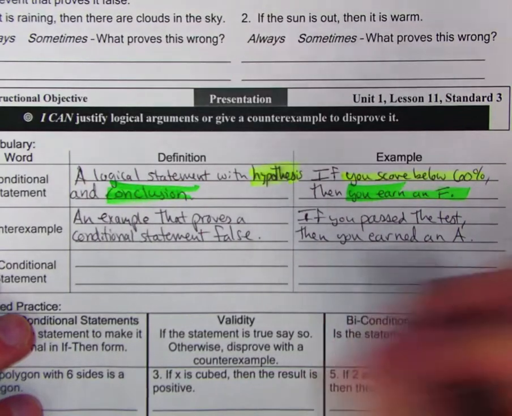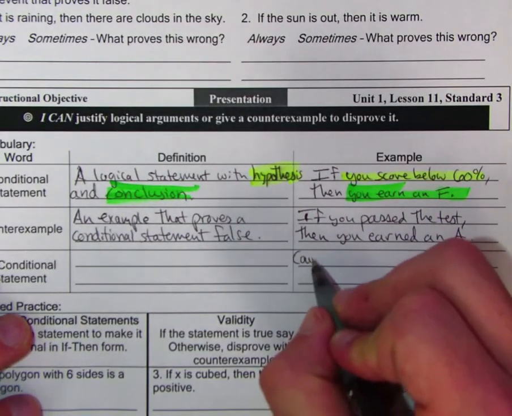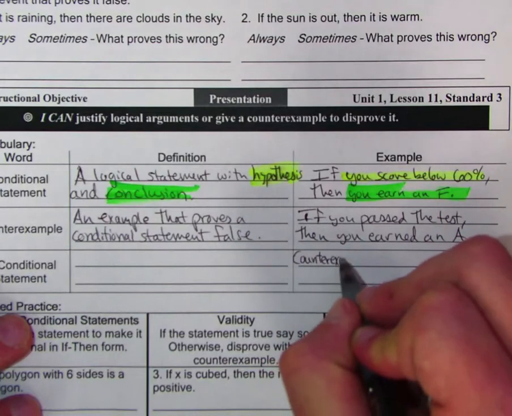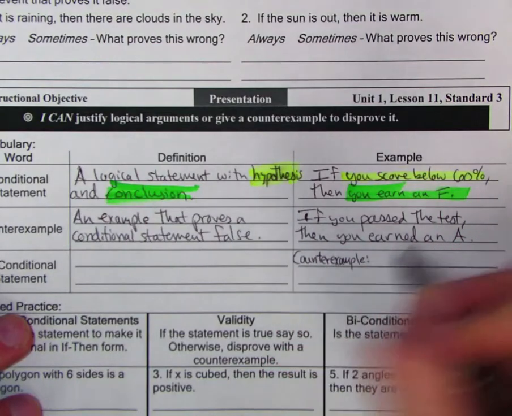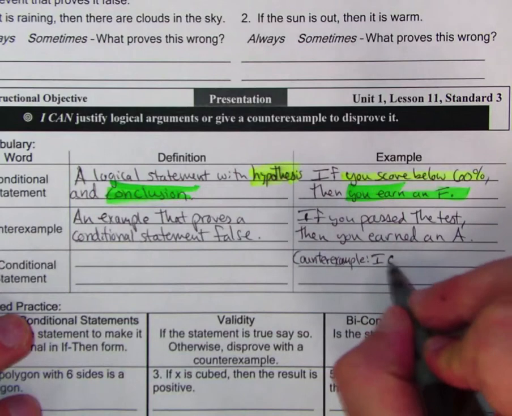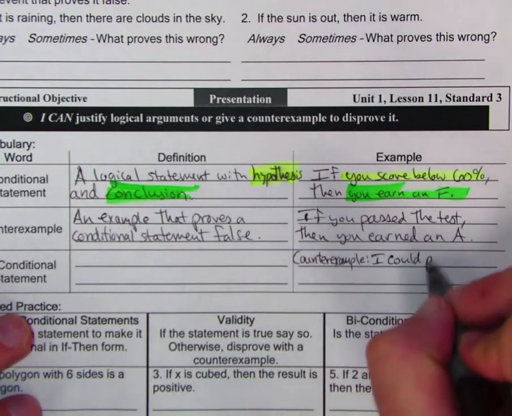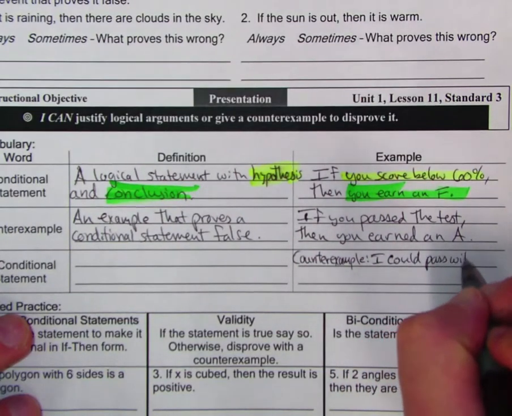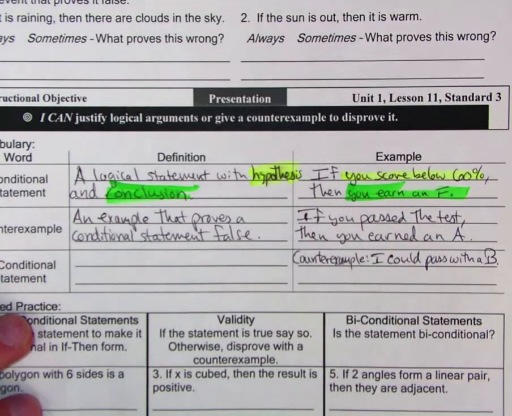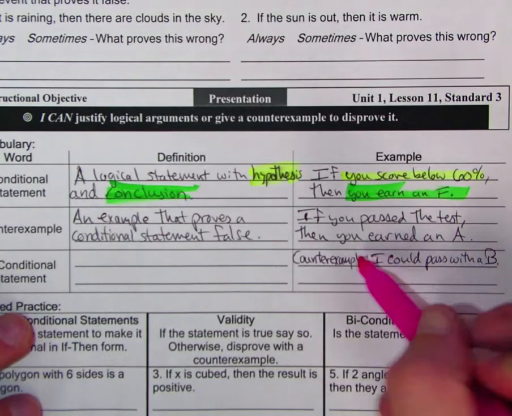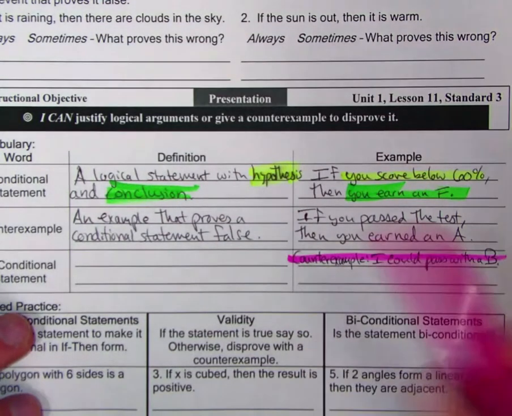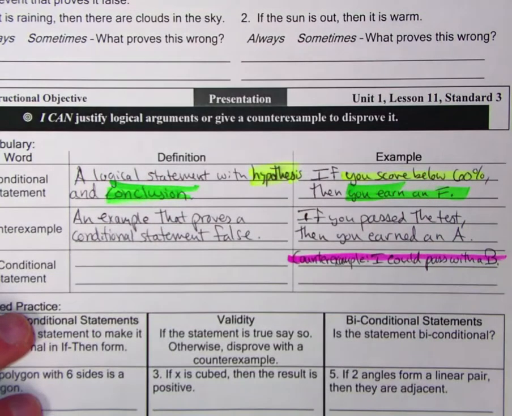You might say, well, my counterexample, I could pass with a B. And that's all you need to say. One thing, and it proves my statement wrong, because I'm saying that that's always true. If you pass that test, then you always earned an A. And you're like, well, no, that's not true. Right here, my counterexample, I could pass with a B.